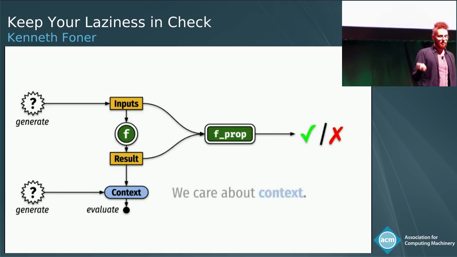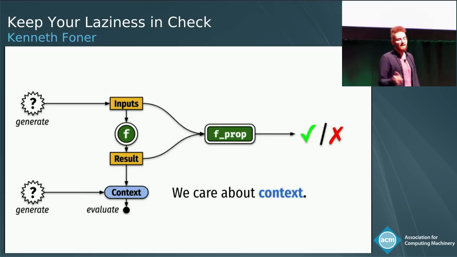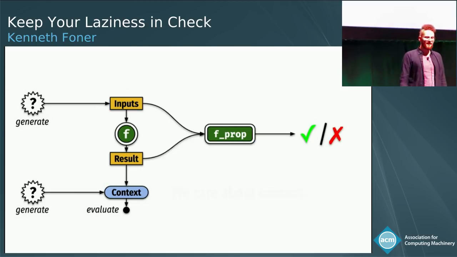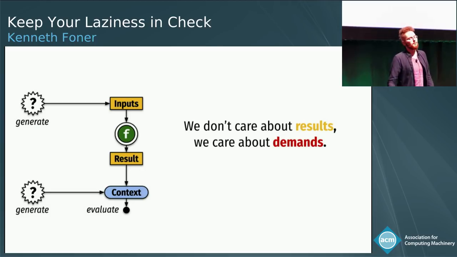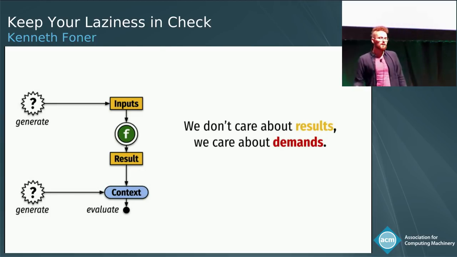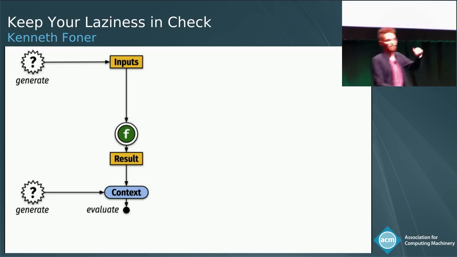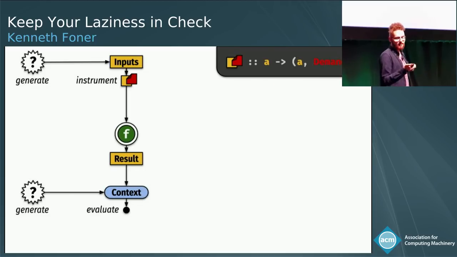But this isn't quite what we want, because we also care about what context the result is evaluated in. So we're going to randomly generate that. And there's some interesting details about that, which you can read the paper to find more about. And our properties that we care about aren't really properties about inputs and results. They're properties about demands. So let's make some room there, because I'm going to add some more pieces to this graph. So we need to find out what demands actually happened.